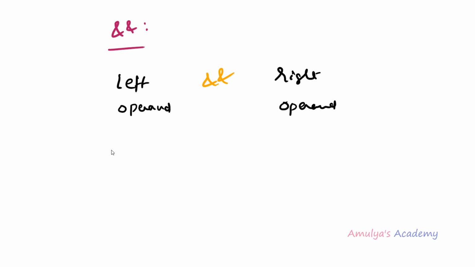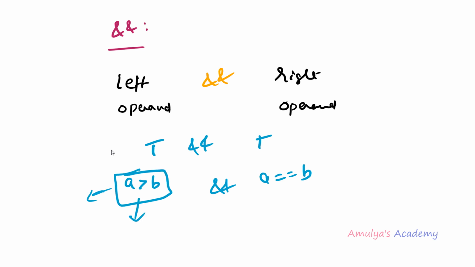In the logical AND operator, you can take the left operand and right operand as true or false values, or you can take a condition or expression which can be evaluated as true or false. For example, you can take the left operand as true and the right operand as true, or a condition or expression which returns true or false. For example, you can take whether A is greater than B and A is equal to B, something like this. The relational operators return true or false, right? So you can use that here.